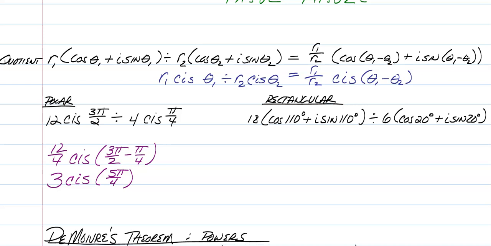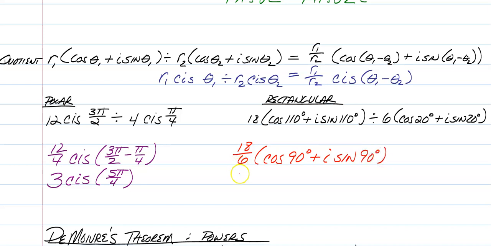Moving on to rectangular. Again, rectangular, you want to keep this in the long way because we are going to find our unit circle values. So when you are doing your first step, you're going to have 18 divided by 6. And now we are going to have cosine of 110 minus 20, which is 90 degrees, plus i sine of 110 minus 20 is 90 degrees.